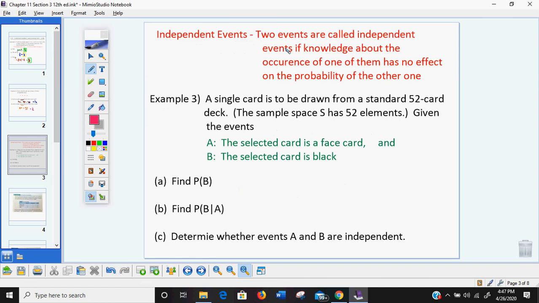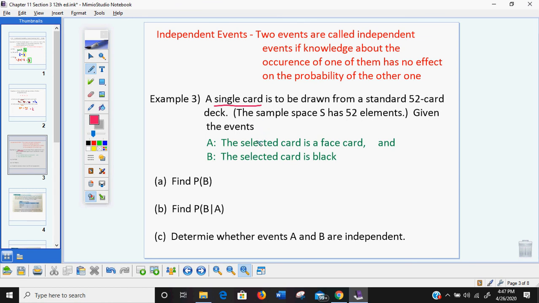On the next example, 2 events are called independent events if the knowledge about occurrence of one does not affect the probability of the other, okay? So in this case, we're drawing a single card. It's going to be an independent event. If we were drawing 2 cards and you didn't put one back, then that would not be an independent event, because it affects your draw on the second card. This one's just a single card.